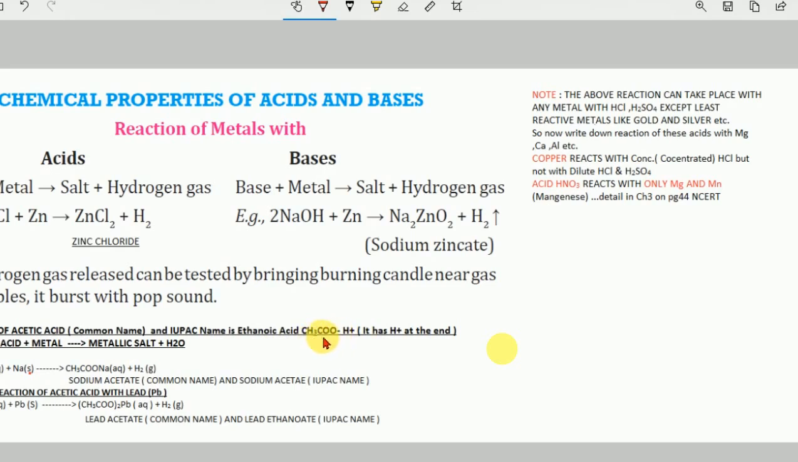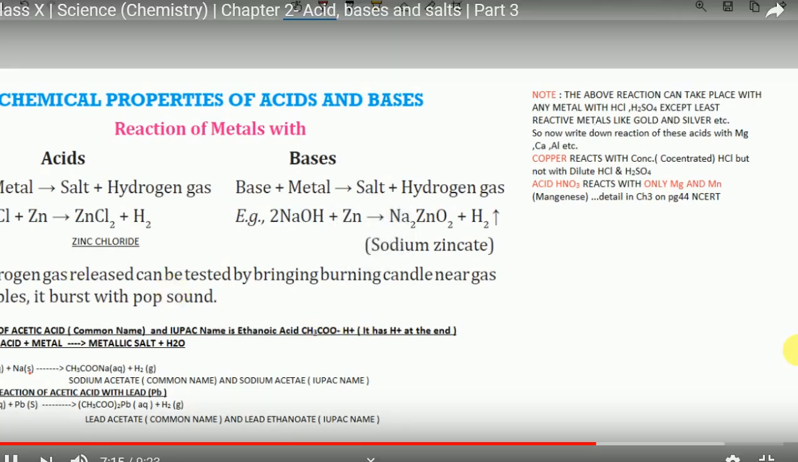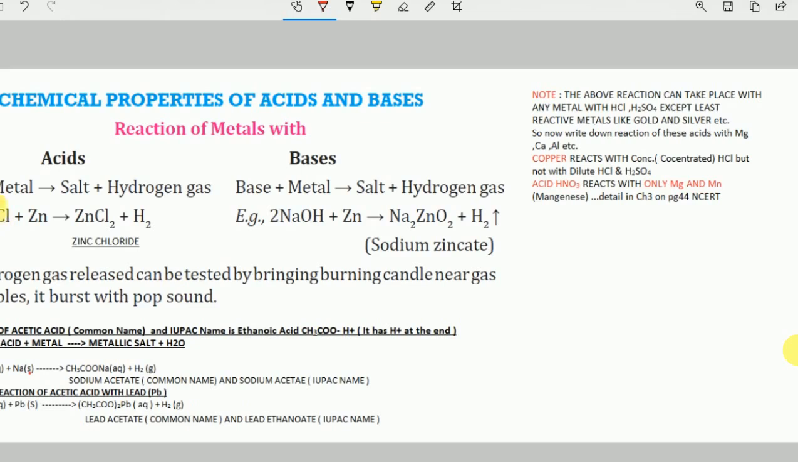I have indicated clearly CH3COO, the acetate ion, has a minus negative charge, and the H ion here is at the end, like we have seen in HCl. In HCl, the H ion is in front. In nitric acid also, the H ion is at the start. In H2SO4 also, the H ion is at the start. You can see here, HCl has the H ion at the start. But in acetic acid, the H plus ion is at the end. Okay, so do remember this thing. The H ion is at the end in all the organic acids.